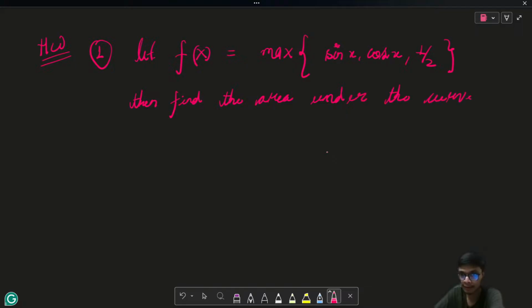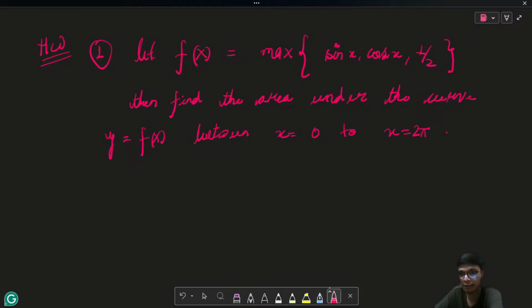area under the curve y is equal to f of x between x equals 0 to x equals 2 pi, and the x axis. Okay, or I should rather write x axis, y axis, and x equals 2 pi. I think you can understand pretty much, right?